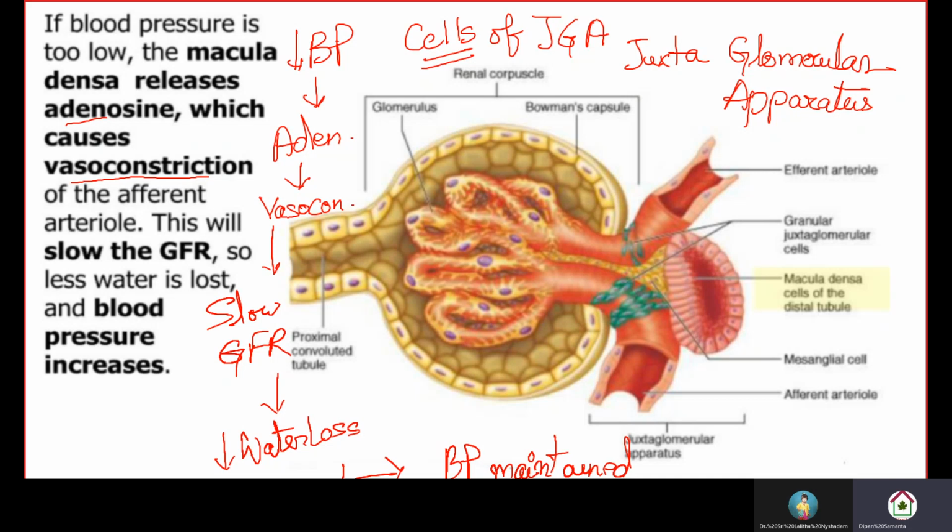Okay. So this is the main function of macula densa. Macula densa is present here. You see, this is the afferent arteriole, and all the cells of the JGA are present here. And this is macula densa.